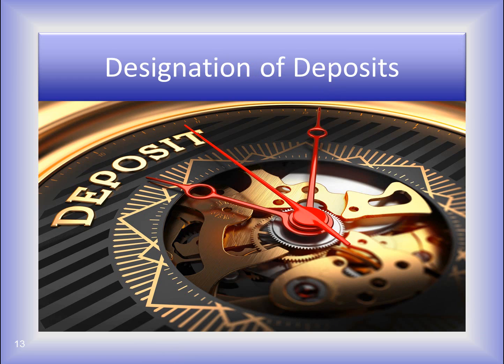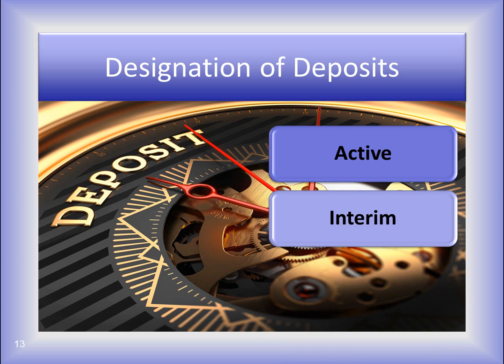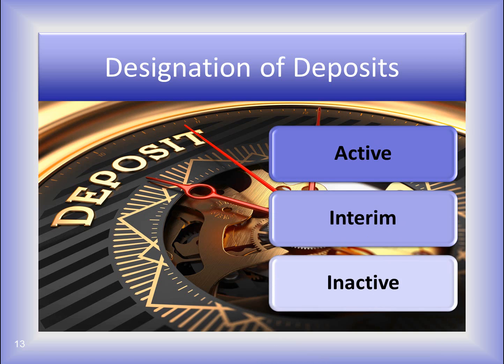There are 3 designations of deposits. Your board will make these designations. Active deposits: money needed for the immediate use by the entity. It must be deposited in limited types of accounts in order to be easily available. Interim deposits: money not needed immediately, but needed before the end of the 5-year designation of depositories. And inactive deposits: money not needed by the entity before the end of the 5-year designation of depositories.